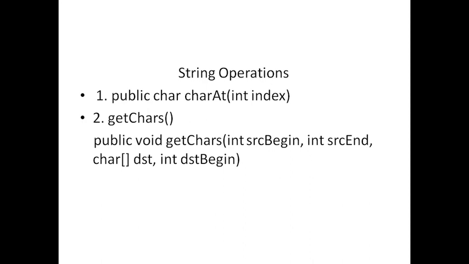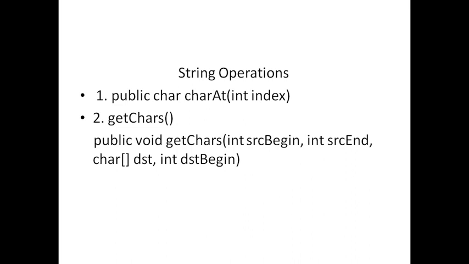There are different operations in strings. First one is charAt. The syntax for charAt operation is public char charAt, and we have to give the index. It will return the particular value at that index.